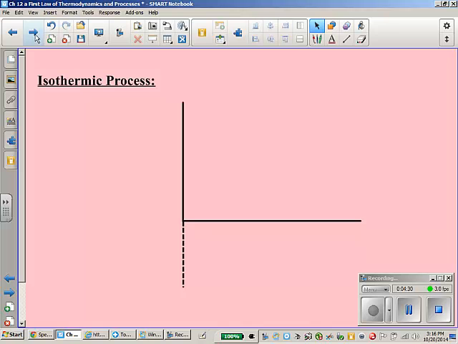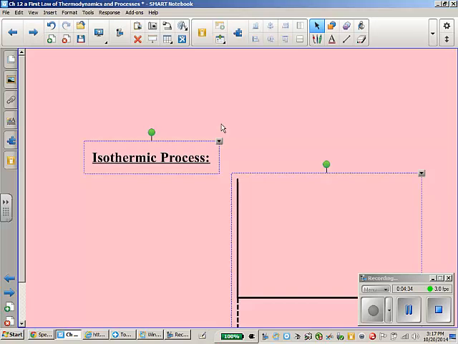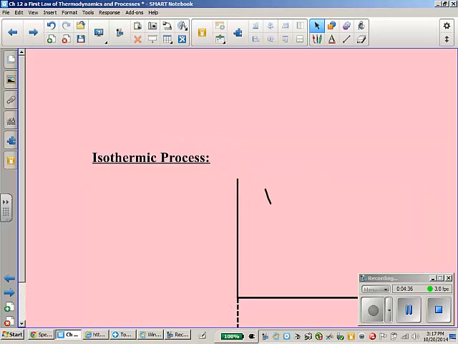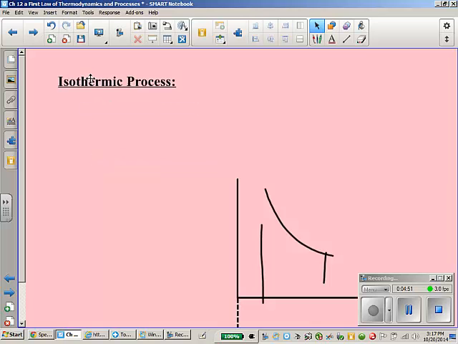And finally, isothermal. Again, I'm just doing a speed review of this. Isothermal, the gas is going to undergo the typical Boyle's law. And again, we have the area under the curve. And we can take a look at whether heat was added, heat was removed, temperature increased, temperature decreased, nothing in this case, and then work done, positive or negative.